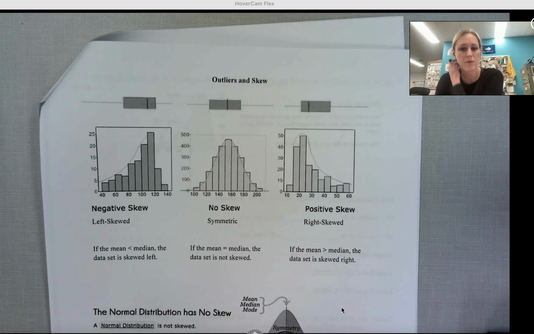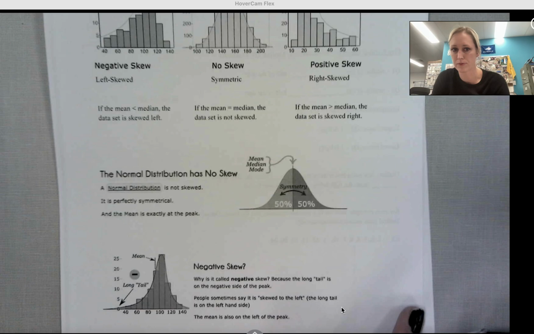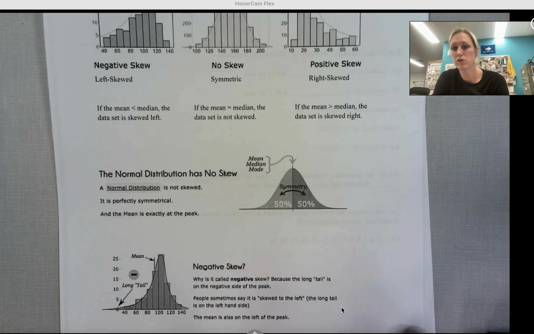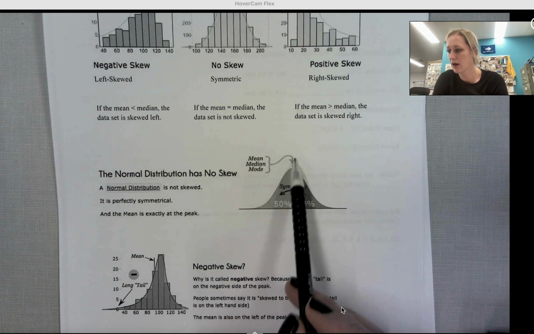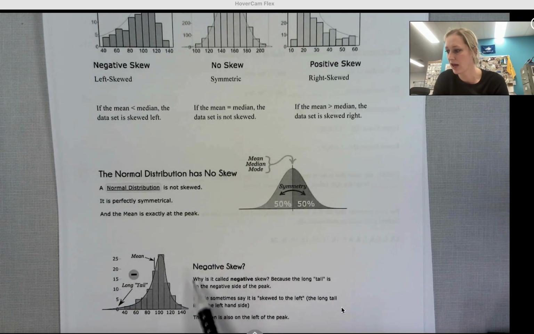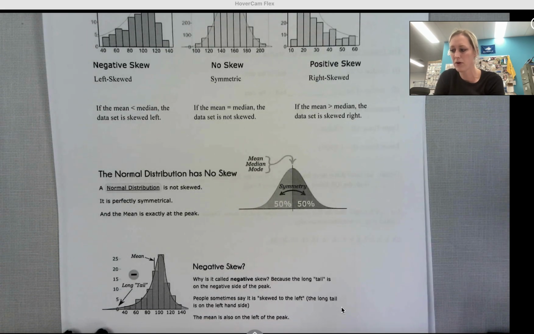Okay, so something that has no skew oftentimes is referred to as the normal distribution. So there's no skew, it's perfectly symmetrical, and the mean is exactly at the peak, okay, as is the median, okay? So again, here's another picture of the negative skew, and why we call it that is because that long tail that I talked about is on the negative side of the peak. The mean is also on the left side of the peak.